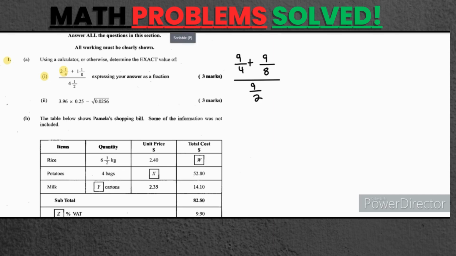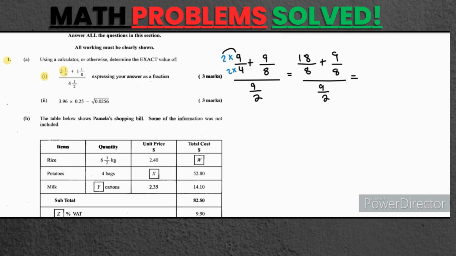That's the first step, right? And what's the next step? You have to multiply this by 2 and this by 2 to make the denominators equal. Like this is 4, this is 8. You have to make both of them equal. So what will you get if you multiply that by 2? 2 times 9 is 18 and 2 times 4 is 8. So it will become 18 over 8, right? And this is 9 over 8. And the denominator here is 9 over 2.